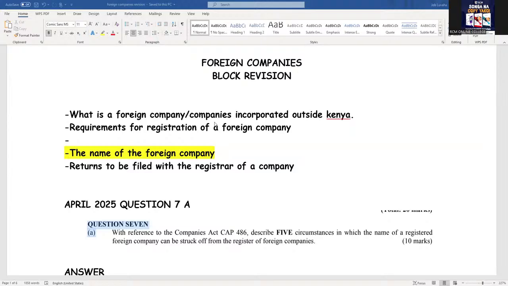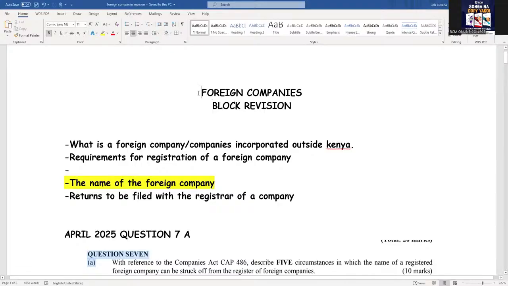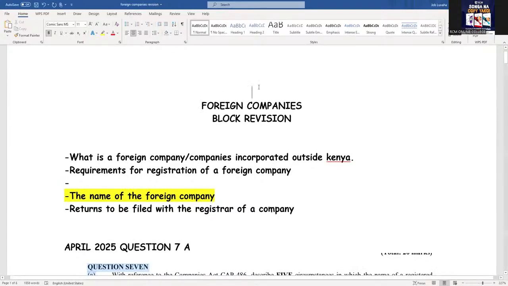So we can look at the very final topic, which is topic number 16. It is foreign companies. Sometimes we call it companies incorporated outside Kenya. It's the very final one we're going to look at for revision for today. This one we also did in our previous class.